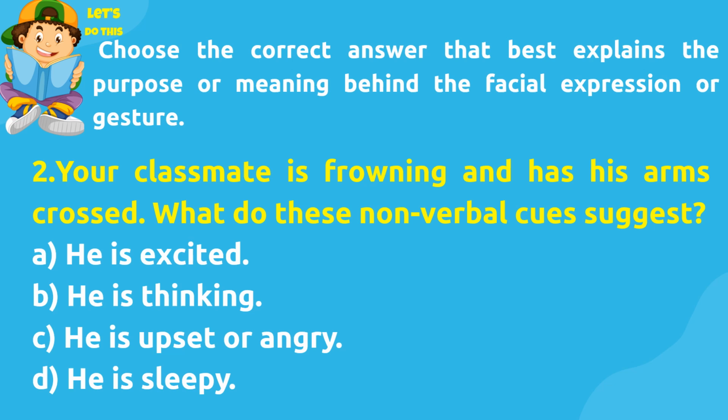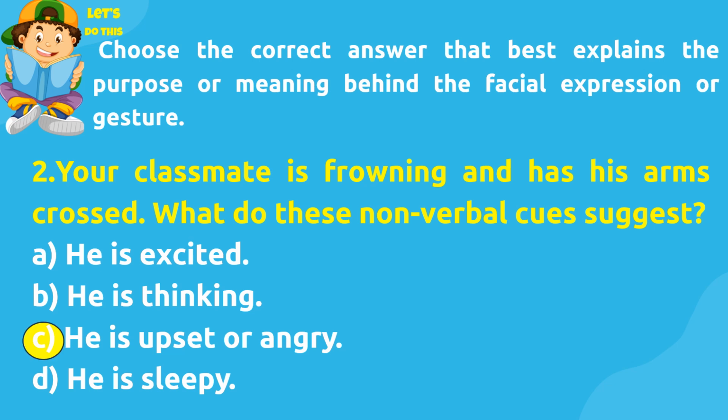Second, your classmate is frowning and has his arms crossed. What do these nonverbal cues suggest? A. He is excited. B. He is thinking. Letter C. He is upset or angry. And letter D. He is sleepy.